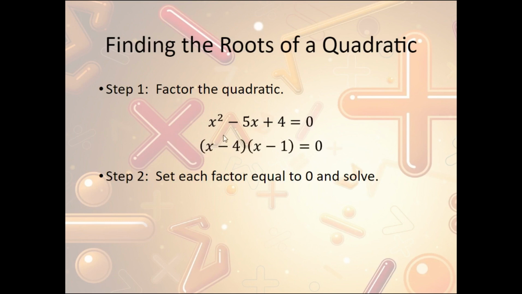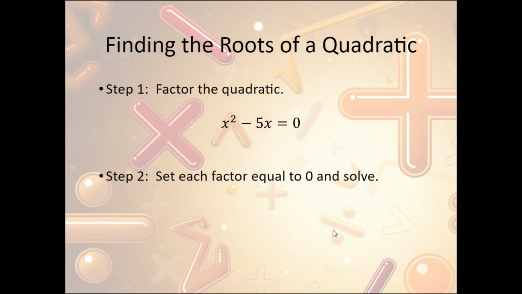So we factor this out. Now we take each of those parts and set them equal to 0. So x minus 4 is equal to 0, and x minus 1 is equal to 0. Now we just solve for x. So we add 4 to both sides, and we get x equals 4. We add 1 to both sides, and we get x equals 1. So the zeros, or the roots, or the x-intercepts, whatever you want to call them, for this equation are x equals 4 and x equals 1.